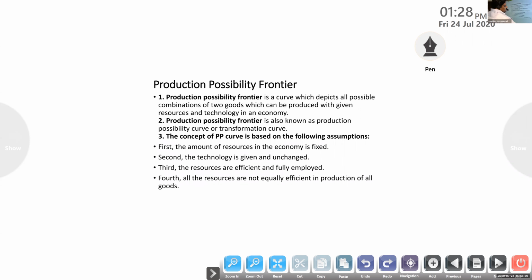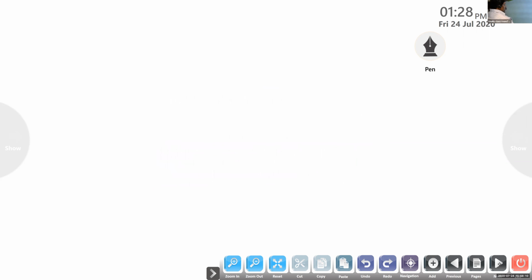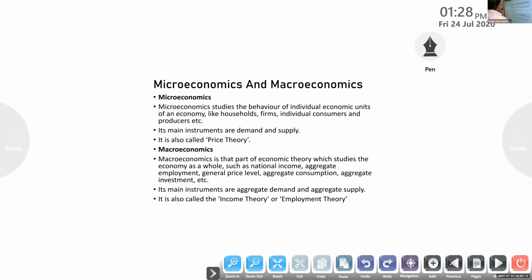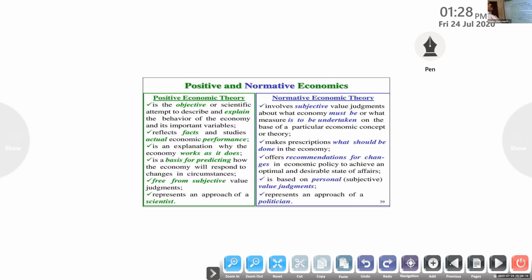Okay, this portion is deleted from our syllabus, that frontier. And I already told you about positive and normative economics. For just understanding, I told you that portion is already deleted. We want to understand that positive economics means it is objective, and at the same time normative is subjective. Just keep that in your mind, nothing more than that. Okay, so just read that too.